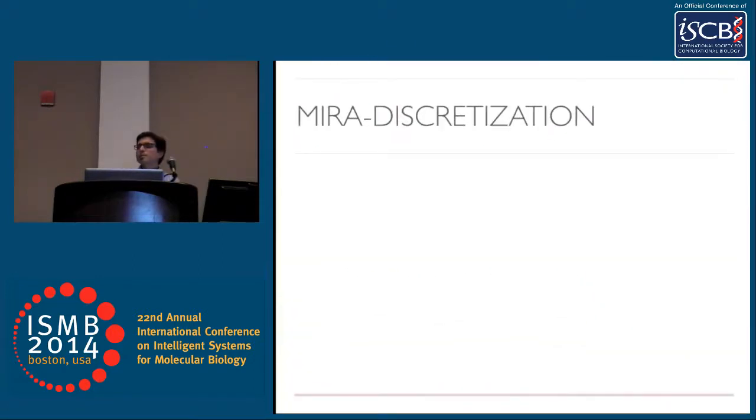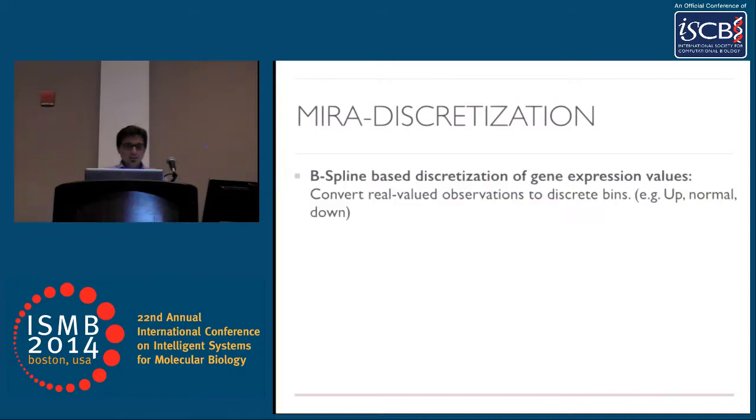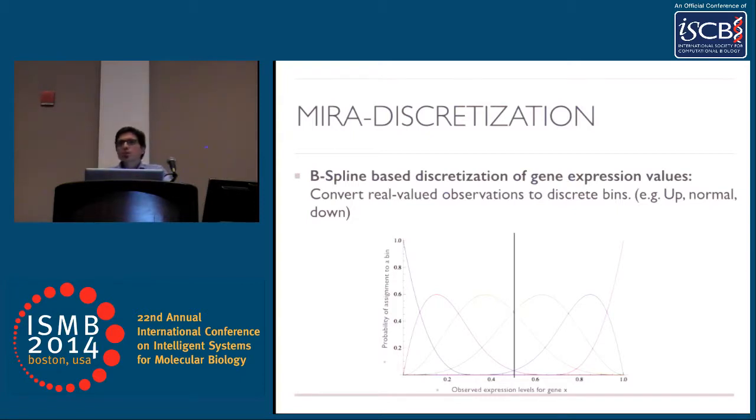So I'm talking about discretizing gene expression values up or down, but let me show you how we really do it. So we are using a B-spline based discretization method. So in this figure you see the x-axis is the observed expression levels for gene X, let's say. So the one way to do it will be just draw a line at 0.5, whatever is less than 0.5 is down, whatever is more, it's just up. But this is a deterministic discretization method, and it might be just crude. So what we want to do is we want to assign observations into different bins probabilistically. So I want to say it's 0.6 probability up, 0.4 probability down.